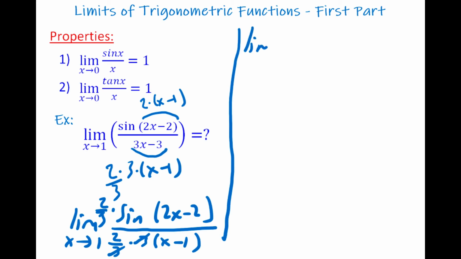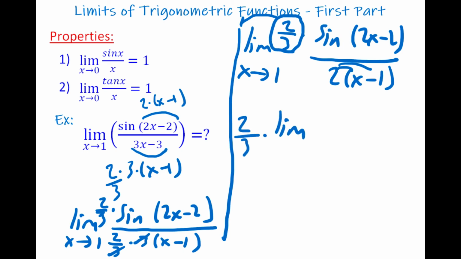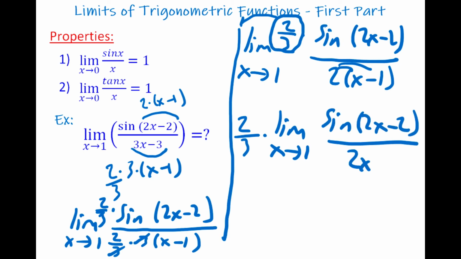So we're going to have limit when x goes to 1, I'm going to have 2 divided by 3 times sine 2x minus 2 divided by 2 times x minus 1 guys. So if you distribute these two actually, then I'm going to have the same thing. So just put this in front of the limit. You can think of it as a constant. So it's going to be 2 divided by 3 times limit when x goes to 1, sine 2x minus 2 divided by 2x minus 2.